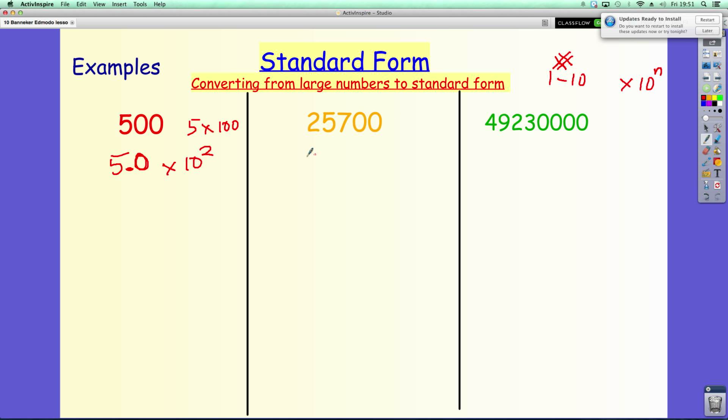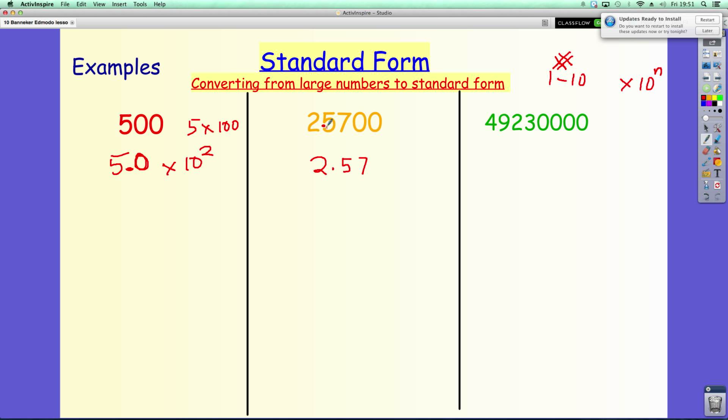25,700. We can then change that to, if we need a number between 1 and 10, 2.57. And we're asking ourselves, what am I multiplying 2.57 by to get 25,700? So 2.57, and you should be able to see it right away, but if not, you're going to say that your 2 and your 5 and the 7 and the zeros, they need to move 4 spaces to the left.